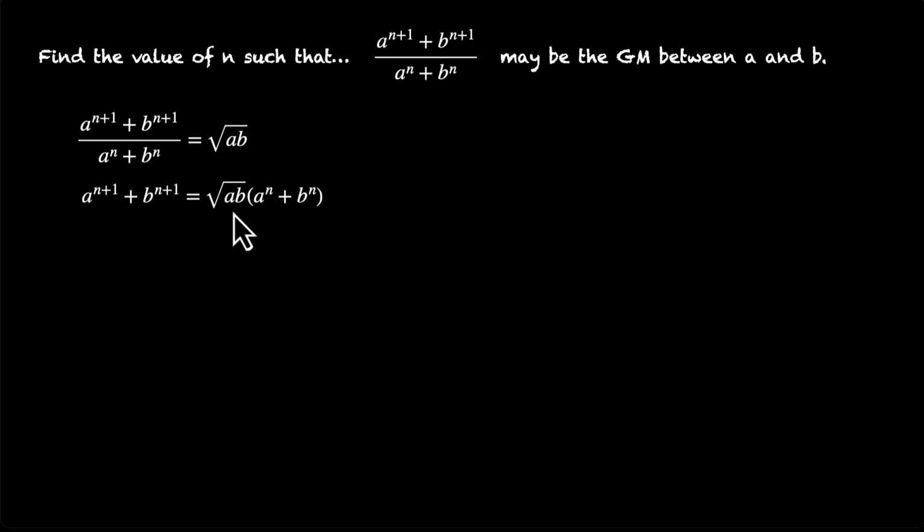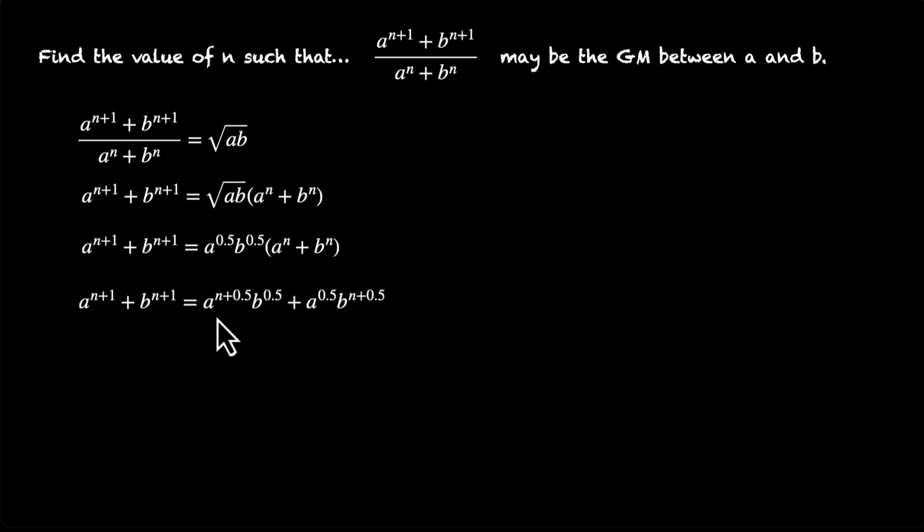But before that, let's look at the powers. Here the powers are n plus 1, n plus 1. Here the powers are n and n. And what are the powers here? Well, this is the square root. This means the powers are half and half. So let's do that. Now let's distribute.